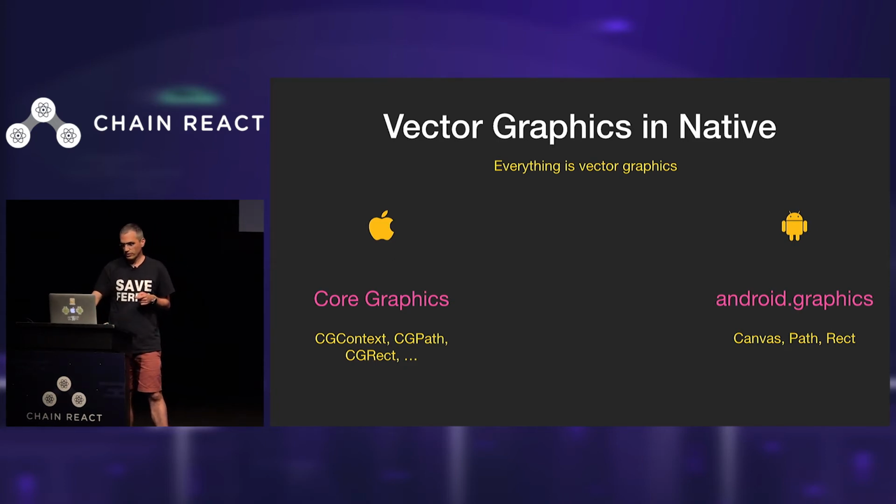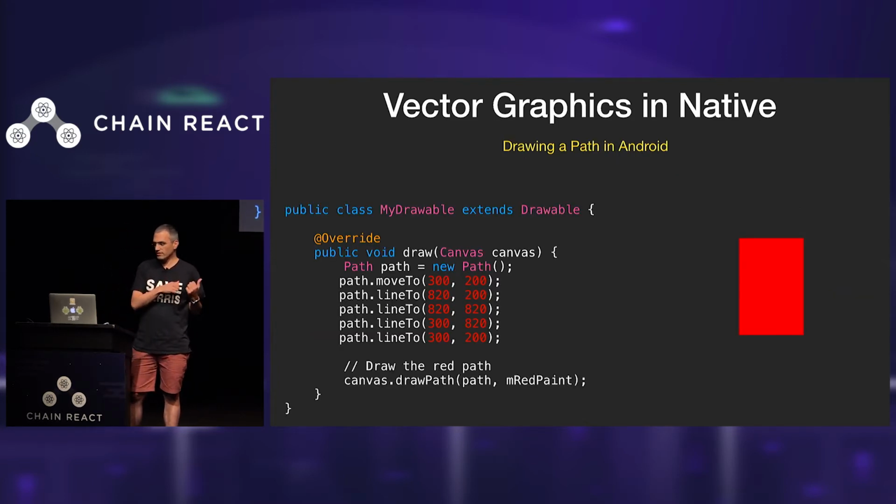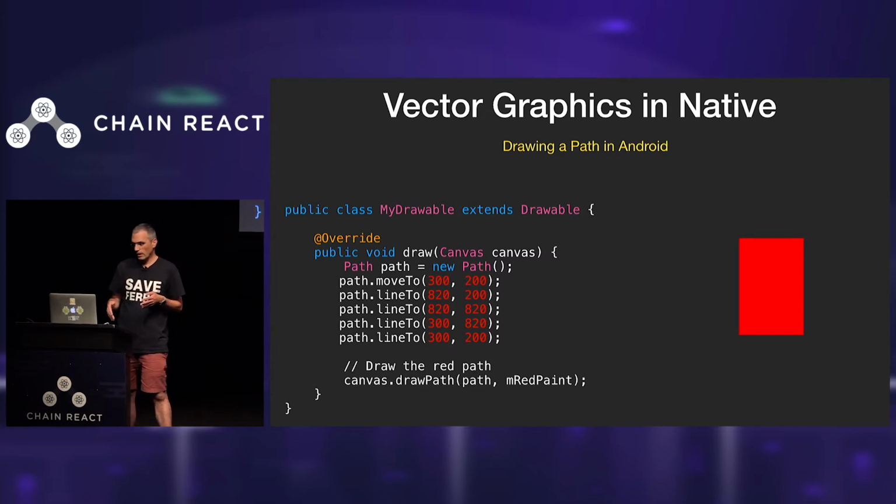So in Apple, there is Core Graphics, and on Android, android.graphics. Just an example, for all of you Android native developers, you might find this familiar. If you want to bypass all the default widgets and draw directly to the screen, you extend the Drawable class, and inside the draw method, just as you saw the series of commands of the D attribute in the path, you see a series of method invocations to draw a path element.